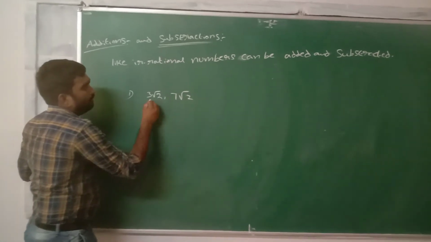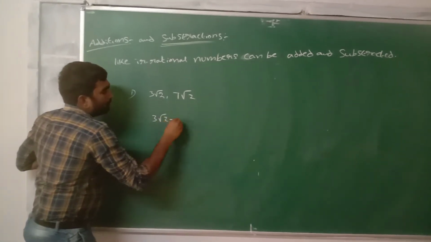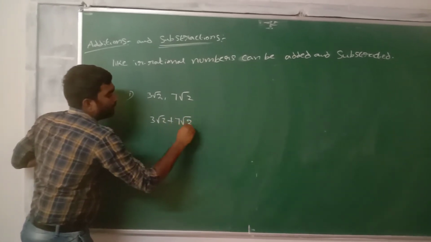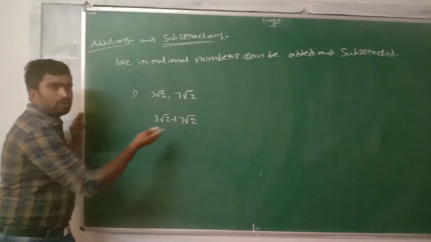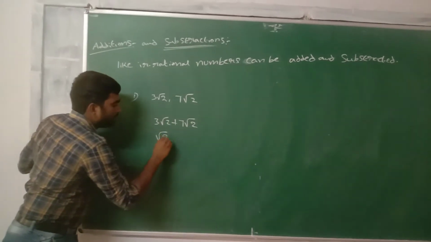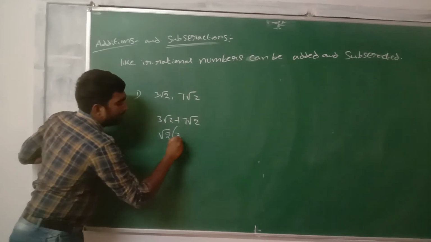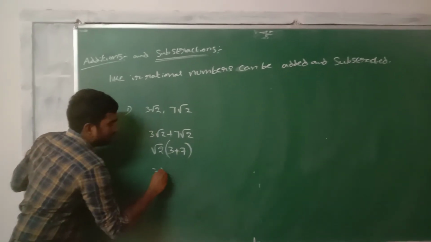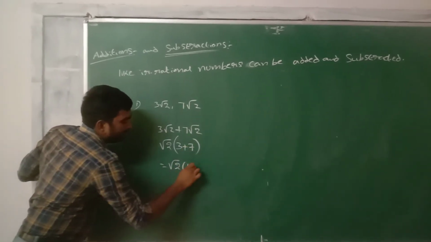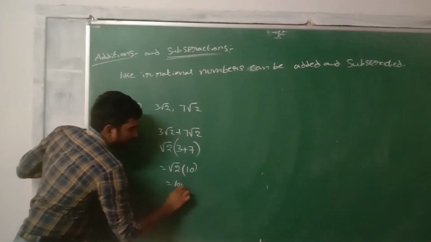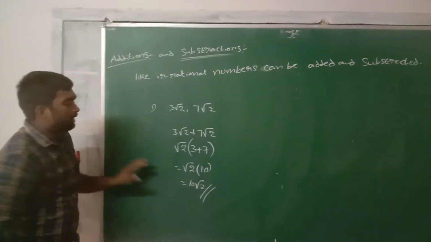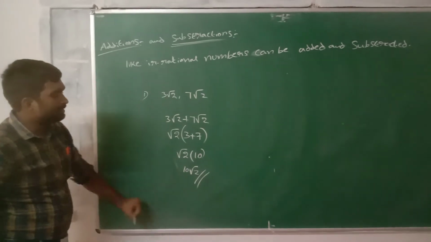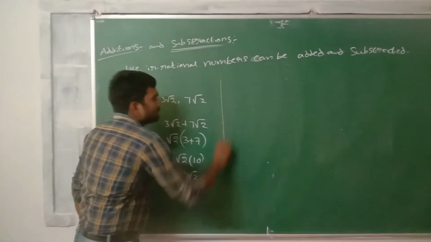First of all, 3 root 2 plus 7 root 2. Which is the common term? Root 2 is the common term. That will be common there. Then 3 plus 7 is 10, so root 2 into 10, that is equal to 10 root 2. This is the addition of irrational numbers.